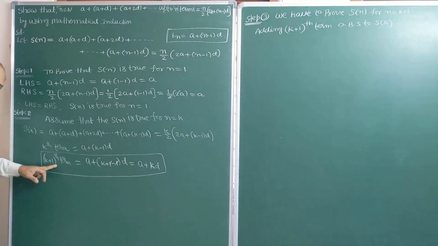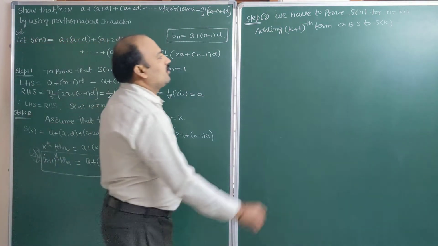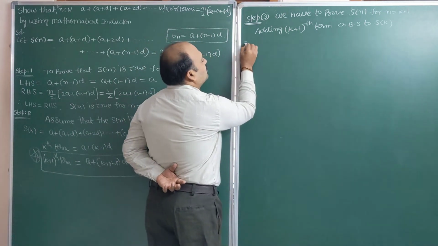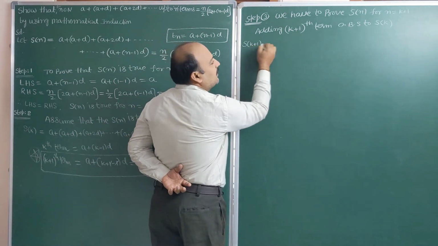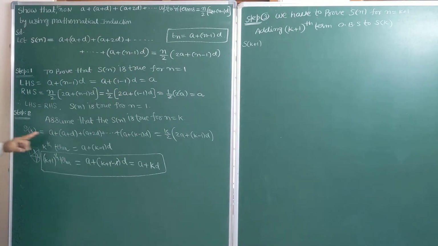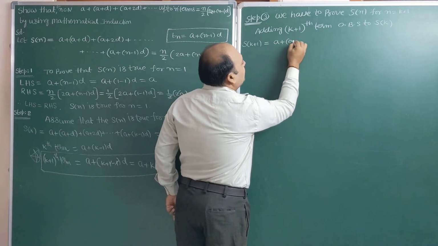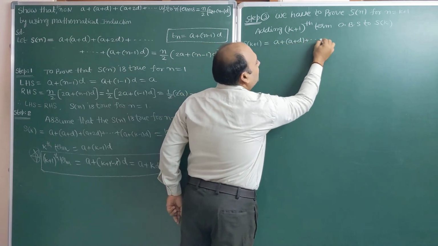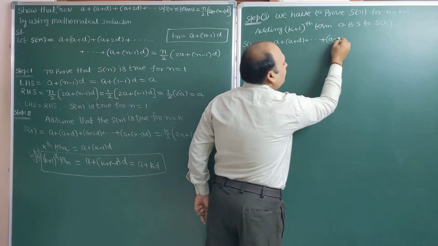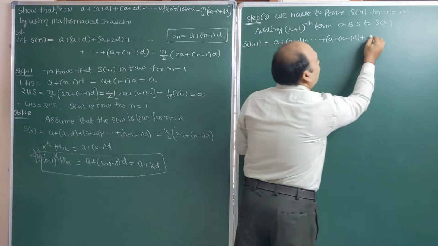What we got as the k plus 1th term? This is the turning step, dear students. Remember, this value we are going to add. So first you write it, S of k plus 1 equal to, whenever you add the k plus 1th term, S of k will become S of k plus 1. So A plus D plus and so on. The kth term is A plus k minus 1 into D, plus we are adding A plus kD.